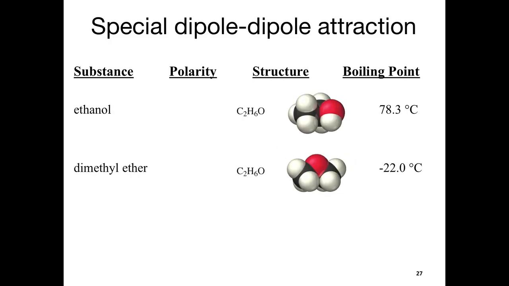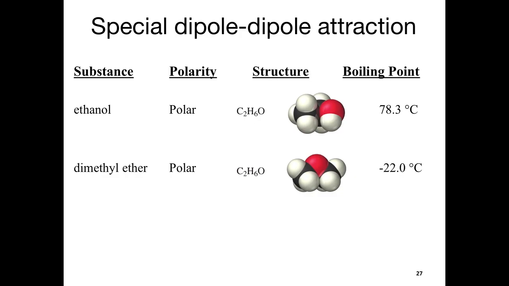Now let's take a look at another attractive force. This one is similar to a dipole-dipole attraction, but it's a very special type. To see this attractive force at work, let's take a look at ethanol and dimethyl ether. Among these two molecules, which one possesses this attractive force, do you think? By looking at the boiling points here, ethanol has a higher boiling point. It has a higher boiling point, so it has a higher attractive force. So what is this attractive force?